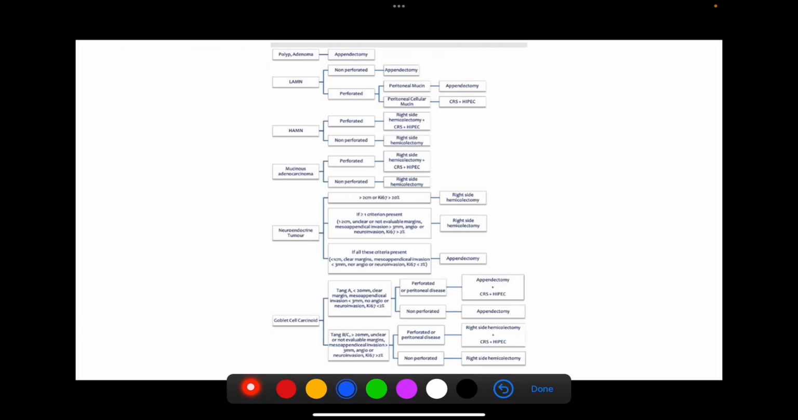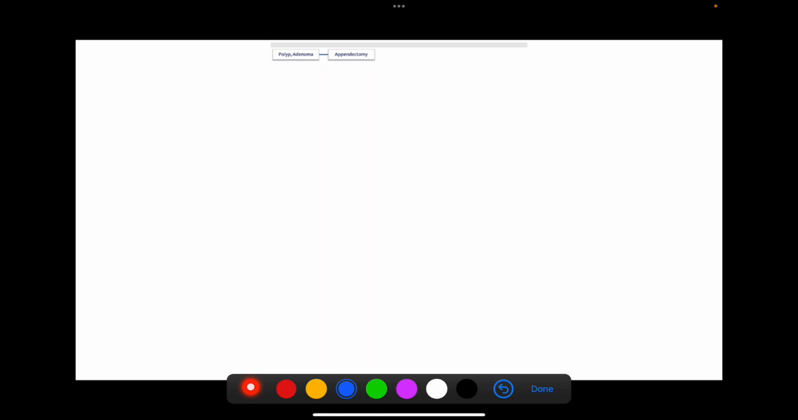Now, what are the algorithms for the management of different appendicular neoplasms? If it is a polyp or adenoma, you go for simple appendectomy, right? The next entity is low-grade appendiceal mucinous neoplasm or LAMN. So, low-grade appendicular mucinous neoplasm.